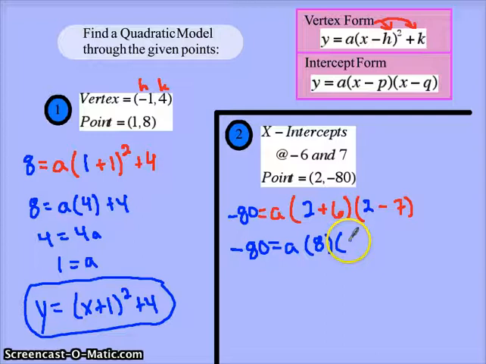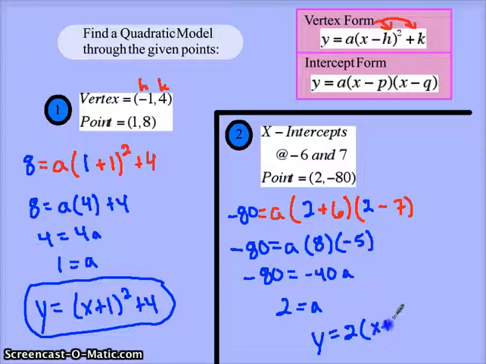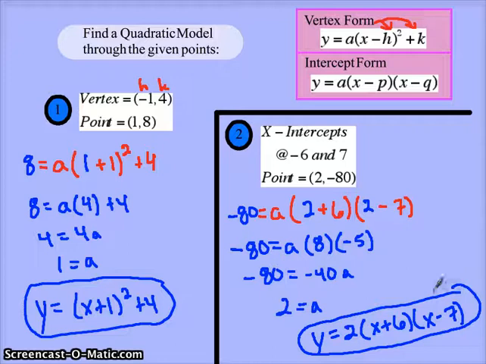then we can go ahead and do some algebra and figure out what that a value is. 2 minus 7 being negative 5. So negative 80 equals negative 40a, and a equals 2. So our model this time would be y equals 2 times x plus 6, x minus 7. And in intercept form, we now have a model that should run through that point 2, negative 80, but have x-intercepts at negative 6 and 7. Remember that you could always FOIL that together and distribute your 2, or over here in vertex form, you could always FOIL out x plus 1 squared and add in your 4 and get them into standard form, or else play around with them in various other ways and figure out how to convert them back and forth using other algebra skills.